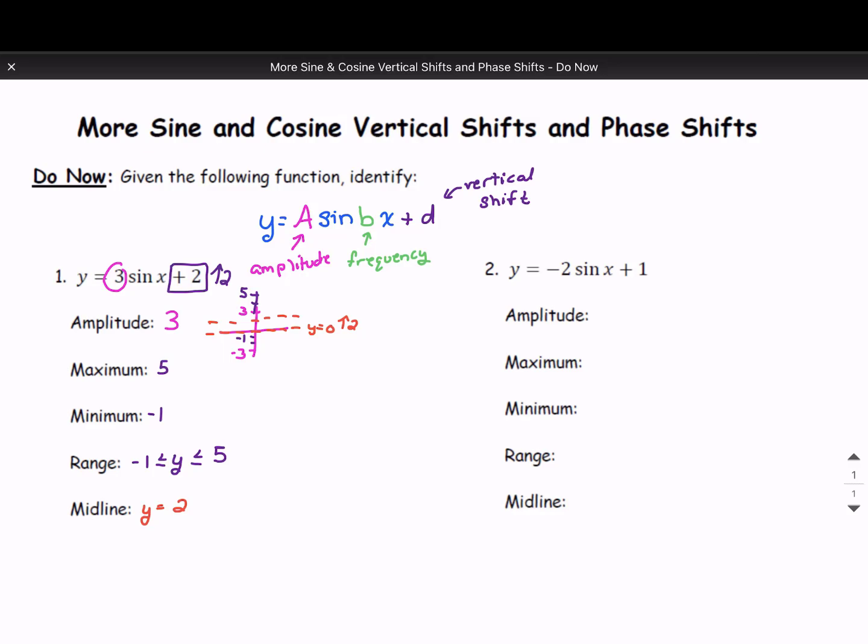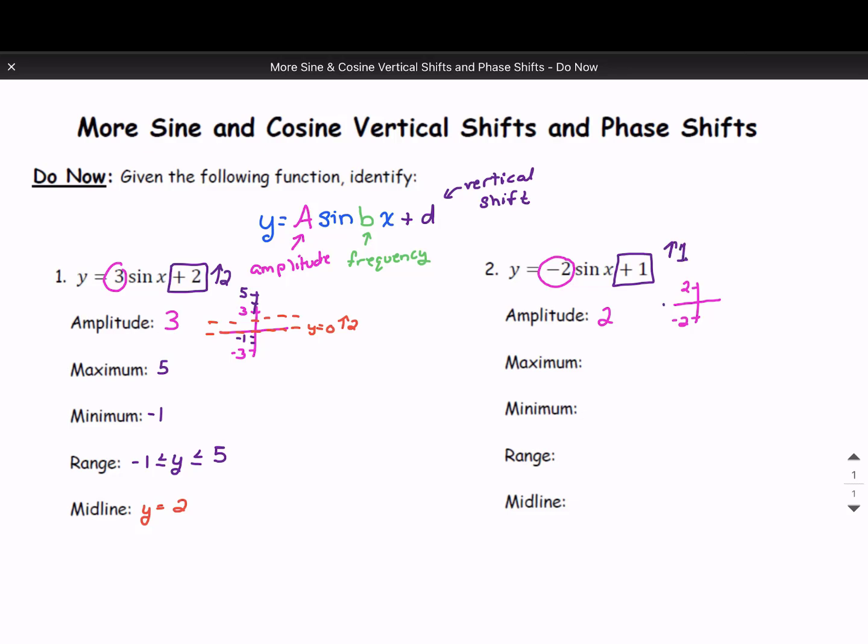Now if we try it for the second one here, for our amplitude, the number in front of our trig function is a negative 2. Now remember, amplitudes are always positive, so a positive 2 is our amplitude. It just means that our lows and highs are going to be reversed. So we're going to have a negative 2, and then it's going to go up to 2. But we have this plus 1 at the end, which is going to shift our graph up 1.